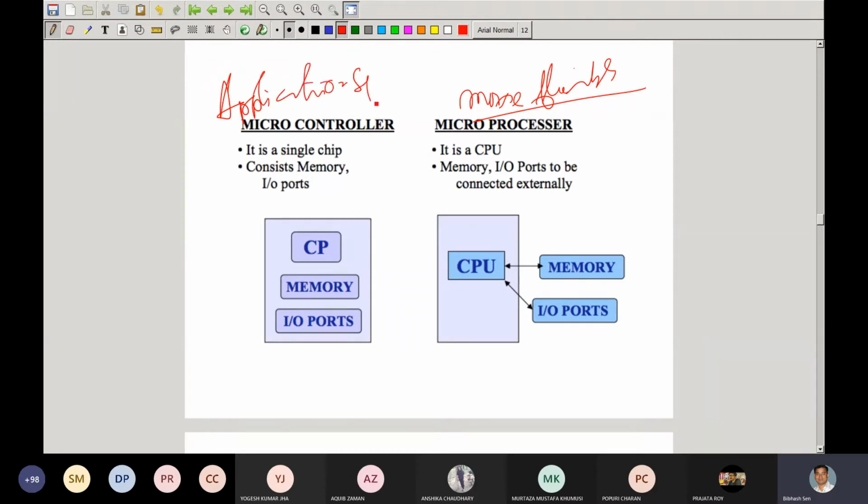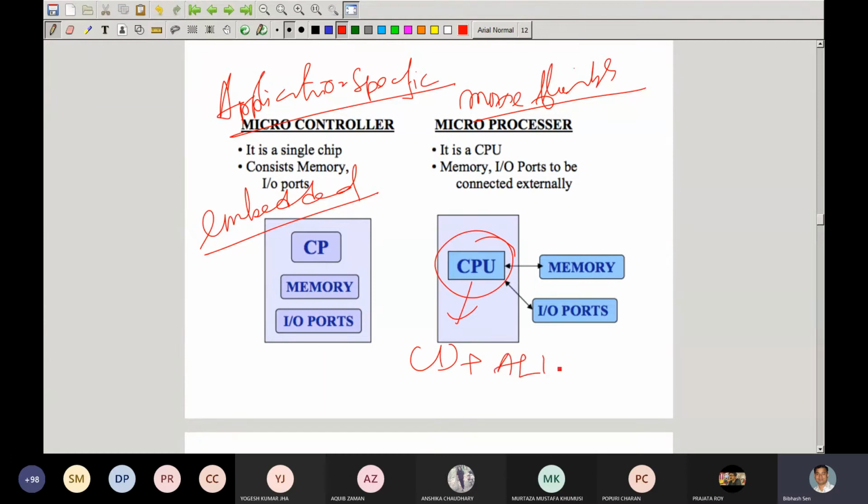Application specific, very suitable, and we will find that most of the time for embedded applications it is most suitable. What does it mean? Our CPU is nothing but control unit plus ALU. That is our basic concept. In the processor only these components are present, and the rest of the components, as per our computer organization, are added. Maybe memory or IO ports, all these things.